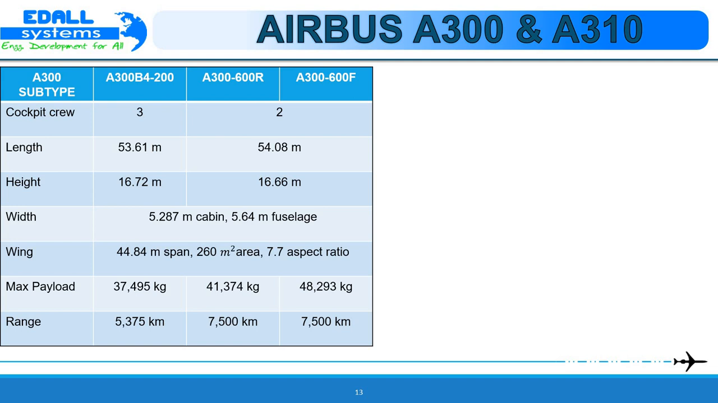The next one is A300-600R, where R represents long-range model. The Airbus A300 was the world's first twin-engined wide-body airliner. With its 7,500 kilometers range, the A300-600 has the capability to fly all major regional routes of the world's main economic regions. The A300-600 seats 266 passengers in a typical two-class layout.